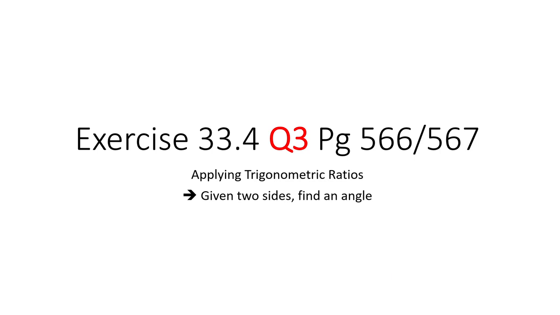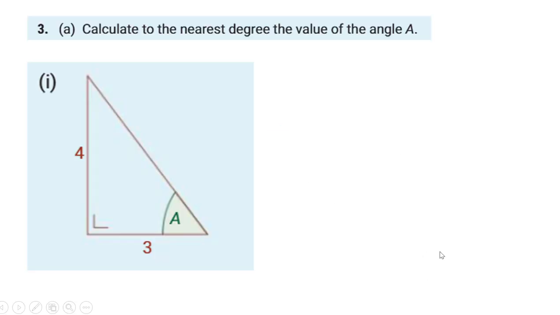So from your book, this is exercise 33.4, question 3, page 566, 567. This is applying trigonometric ratios. You're given two sides, you have to find an angle. So here is the question. Right, so the question we're talking about here is this one.